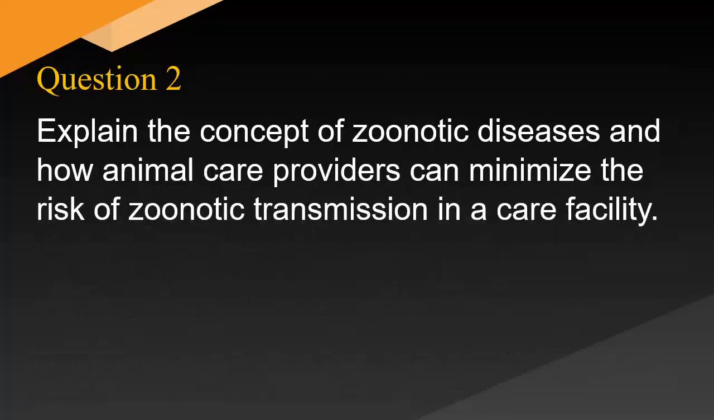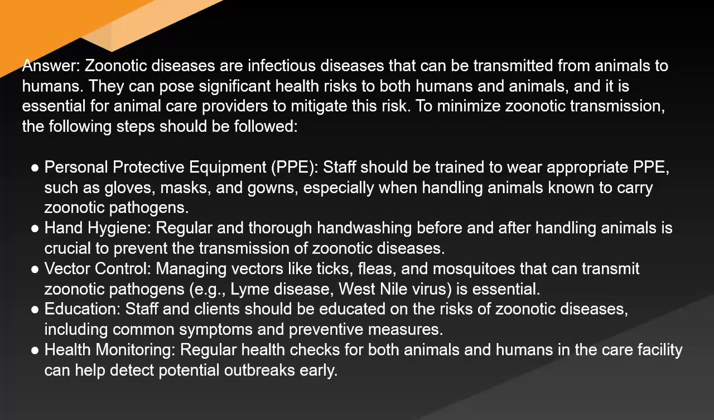Explain the concept of zoonotic diseases and how animal care providers can minimize the risk of zoonotic transmission in a care facility. Answer: Zoonotic diseases are infectious diseases that can be transmitted from animals to humans. They can pose significant health risks to both humans and animals, and it is essential for animal care providers to mitigate this risk. To minimize zoonotic transmission, the following steps should be followed. Personal protective equipment (PPE): staff should be trained to wear appropriate PPE, such as gloves, masks, and gowns, especially when handling animals known to carry zoonotic pathogens.